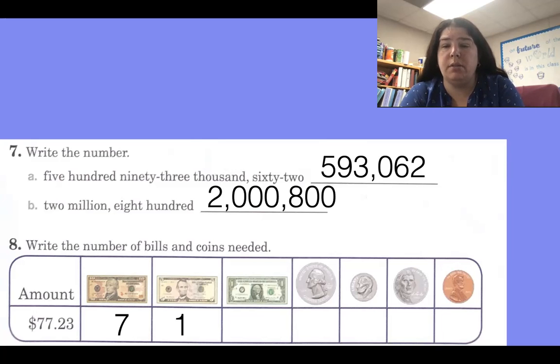How many dollar bills? 2. So now we're at $77. Now we need some change. How many quarters do I need? Good, 0, because if I had a quarter, that's 25 cents. That's too much. How many dimes do I need? Excellent. 2 dimes, that's 20 cents. How many nickels? 0. Very good. That would be 25, and that's too much already. How many pennies? 3. Excellent job.